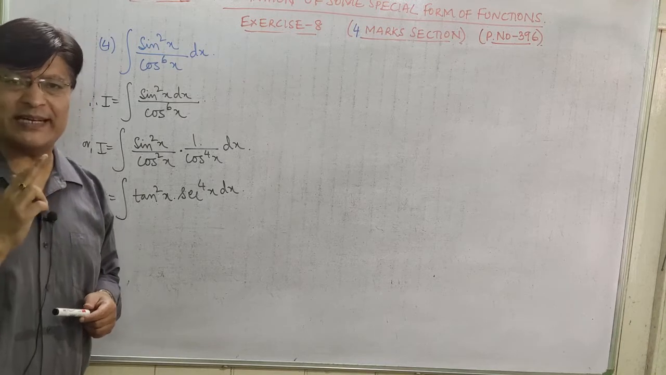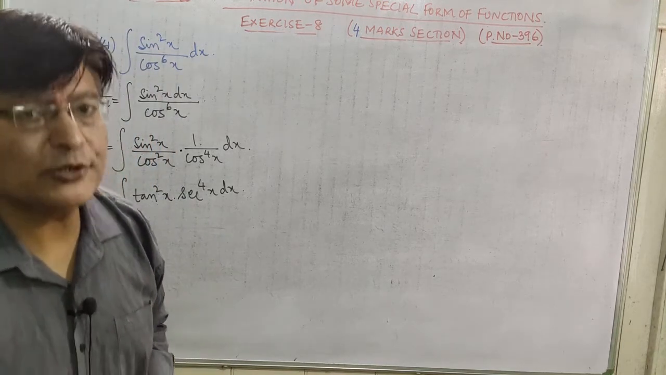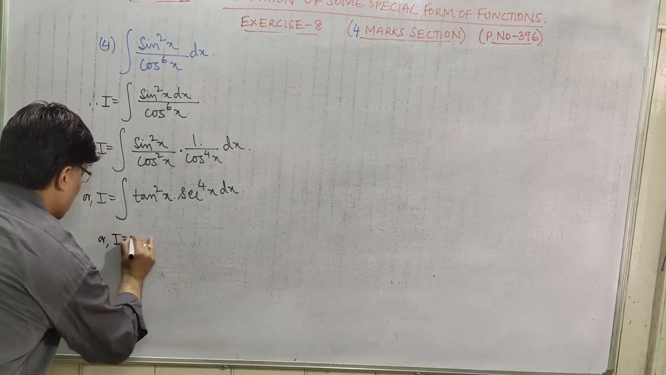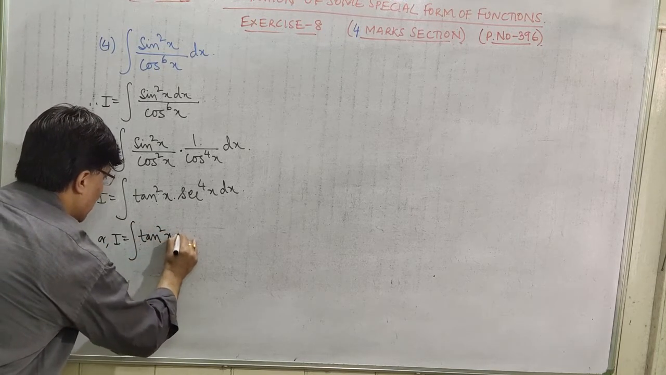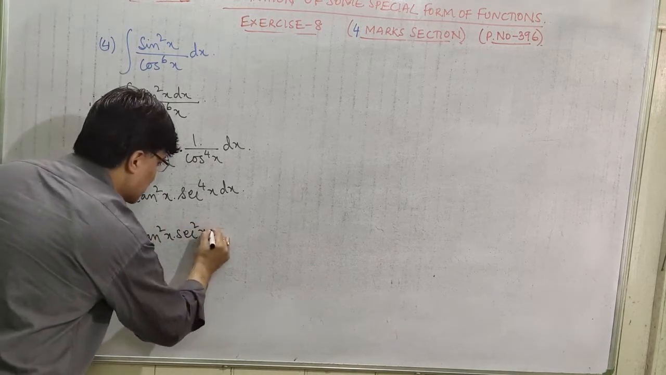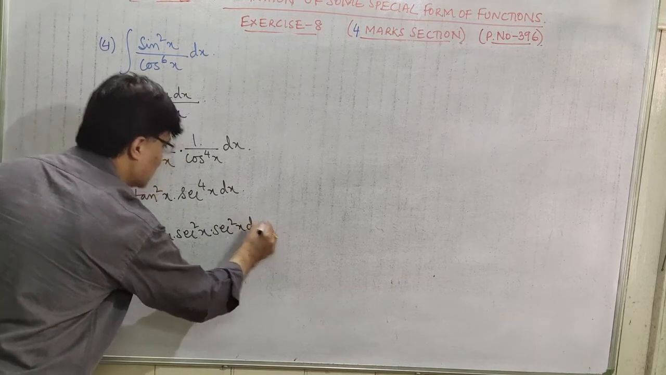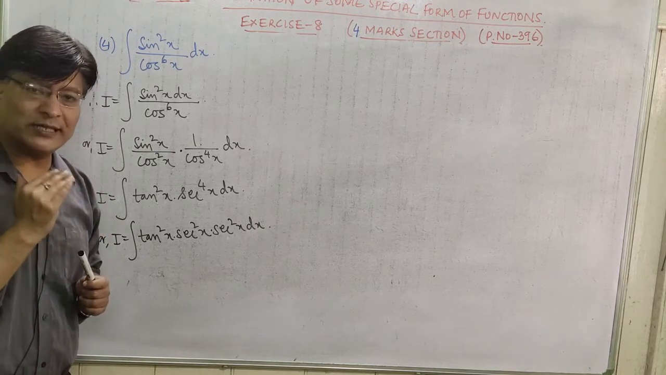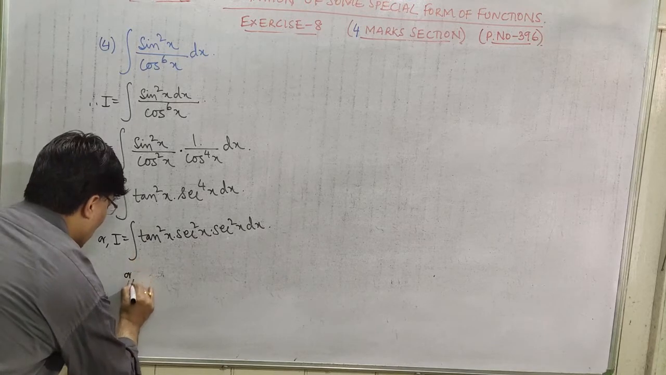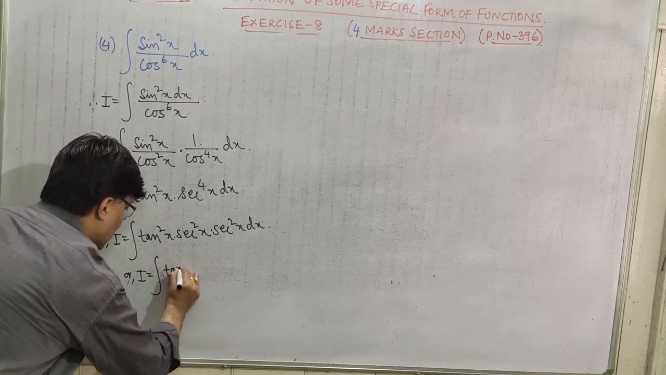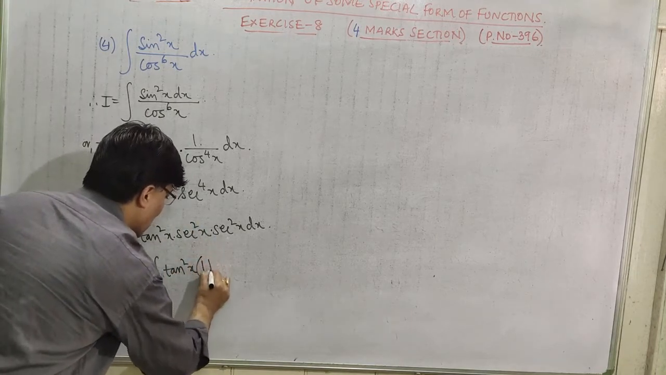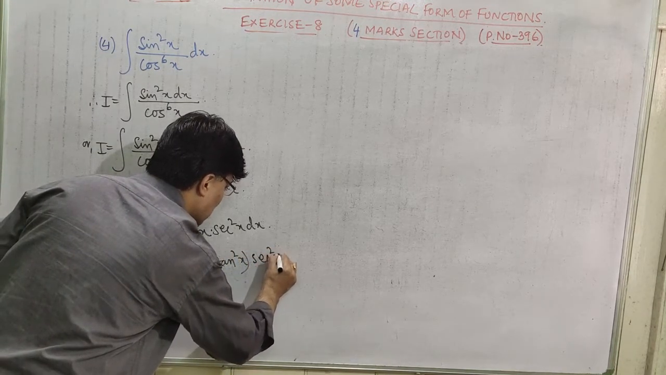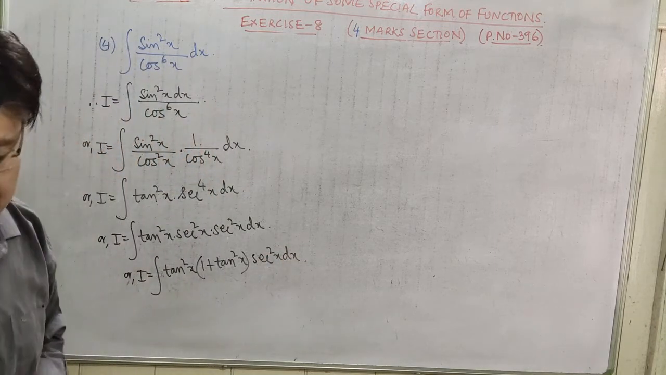Is that clear? Next, how will you evaluate this integration now? You know that the differentiation of tan x is sec square x. So let us break the term sec to the power 4x: I is equal to integration of tan square x into, you can separate it as, sec square x into sec square x dx. Let us change one of these sec square x in terms of tan: I is equal to integration of tan square x, kept as it is. One of these sec square x is changed into 1 plus tan square x, into sec square x dx, kept as it is, right?